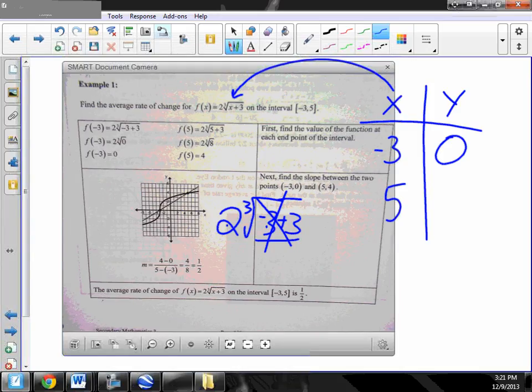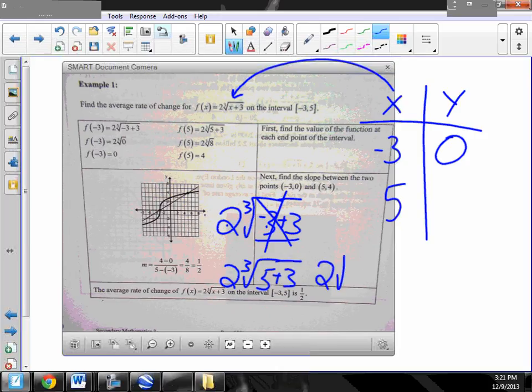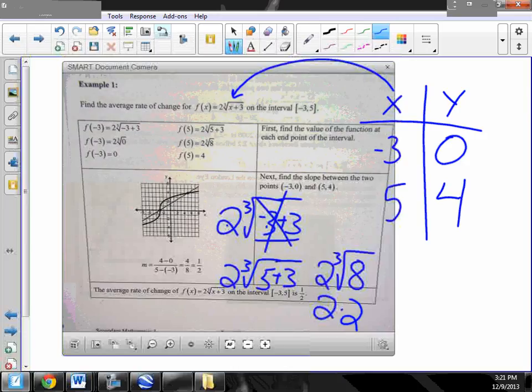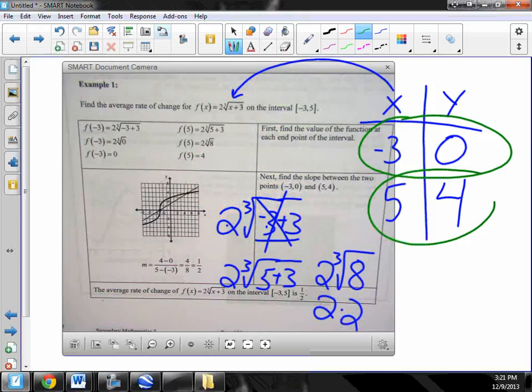Now I need to plug in 5. So 2 times the cube root of 5 plus 3. Well, that's 2 times the cube root of 8. What number times itself three times is 8? The cube root of 8 is 2. So this is 2 times 2, which is 4. So at -3 seconds, the position is 0 feet, for instance. At 5 seconds, the position is 4.